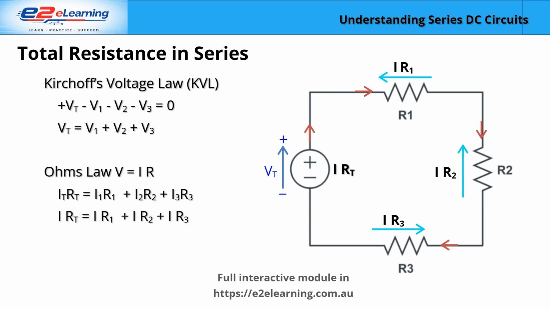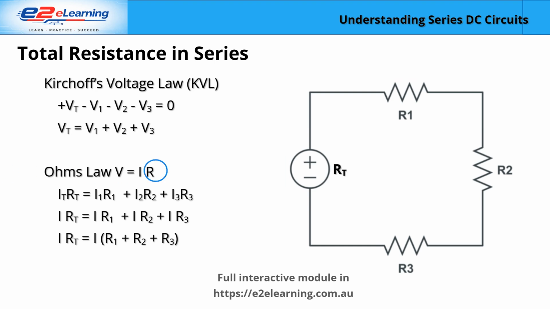Because the current is the same in a series circuit, we can factor it out of the expression. That leaves us with IRT equals I times the quantity R1 plus R2 plus R3. Dividing both sides by I gives us the final result. RT equals R1 plus R2 plus R3. So in a series circuit, total resistance is simply the sum of all individual resistances. If you add another resistor into the series path, you increase the total opposition to current flow.